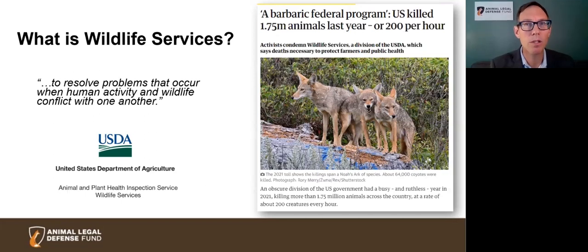The program cost in 2021 was $188 million. Every year, roughly around $100 million of our taxes are used to fund this program. The program is also funded through private interests.